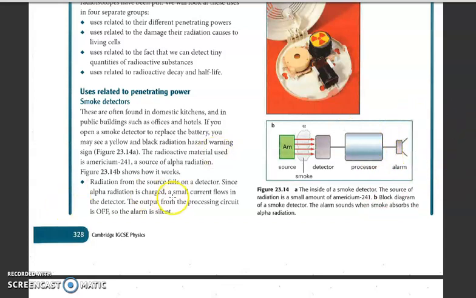The radiation from the source falls on its detector. Since alpha radiation is charged, a small current flows in the detector. The output from the circuit is off.